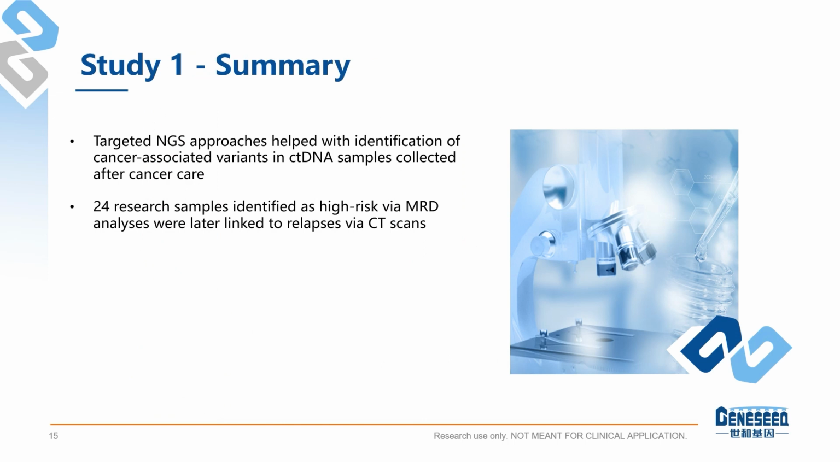So to quickly summarize study 1, we found that targeted NGS approaches help with the identification of cancer-associated variants in ctDNA samples collected after cancer care. And then going back to that previous slide, we actually found that 24 research samples were identified as high risk via MRD analysis and were later linked to relapse via CT scans.